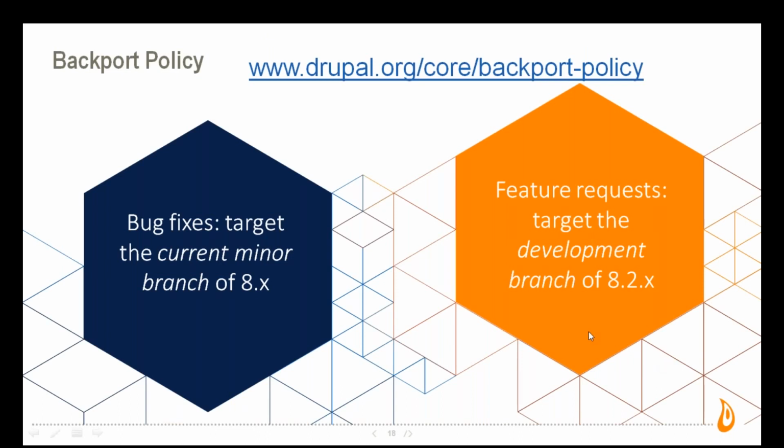If you're involved in contributing to core or want to help, you'll need to dig into the documentation online, and it's all going to be at the root drupal.org/core. Here's information from the backport policy that just explains how patches will be committed to the development minor branch first, and that assures that there's no regressions from minor release to minor release. If you want to read specifically about that, you can find that at drupal.org/core/backport-policy.